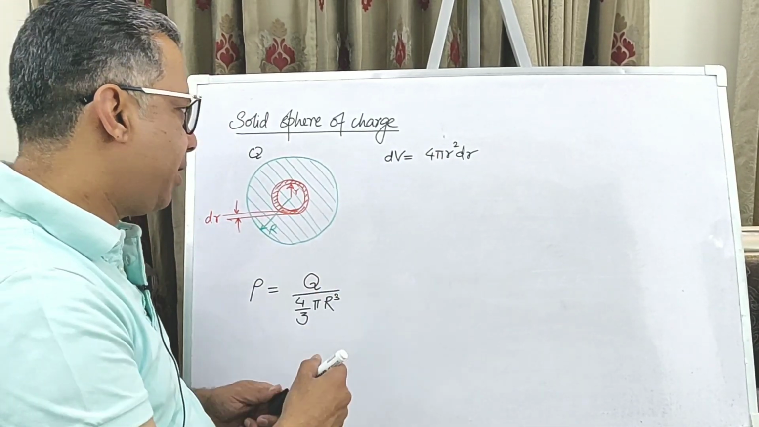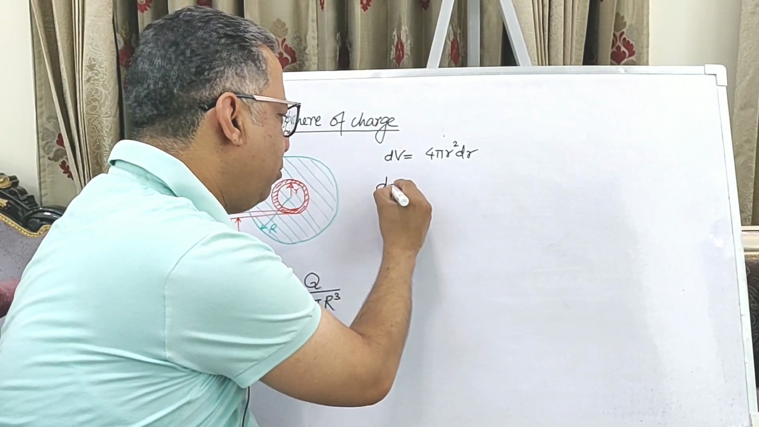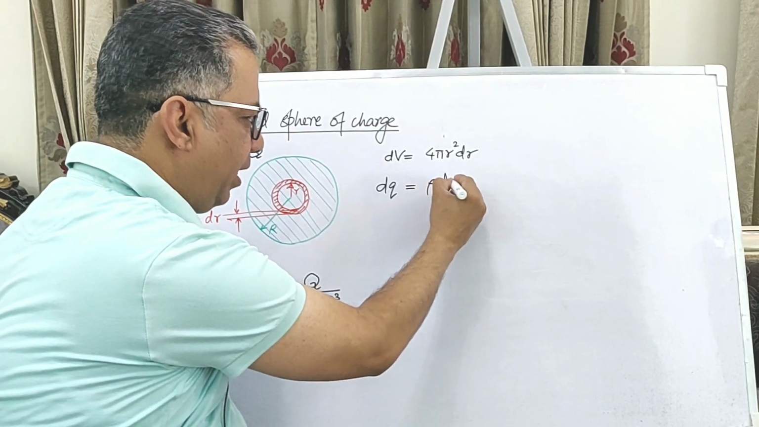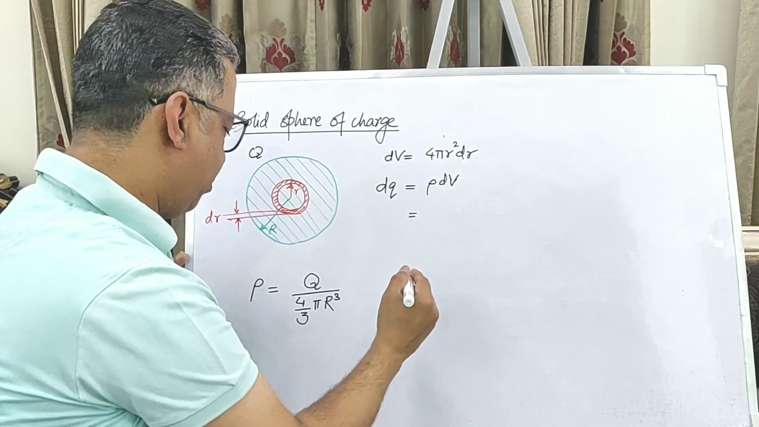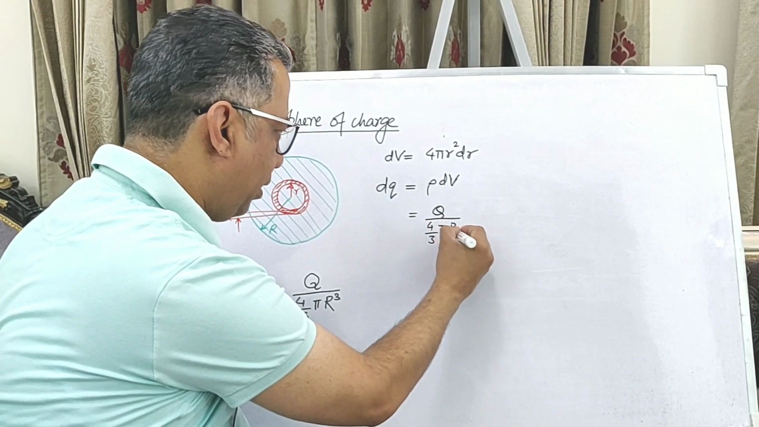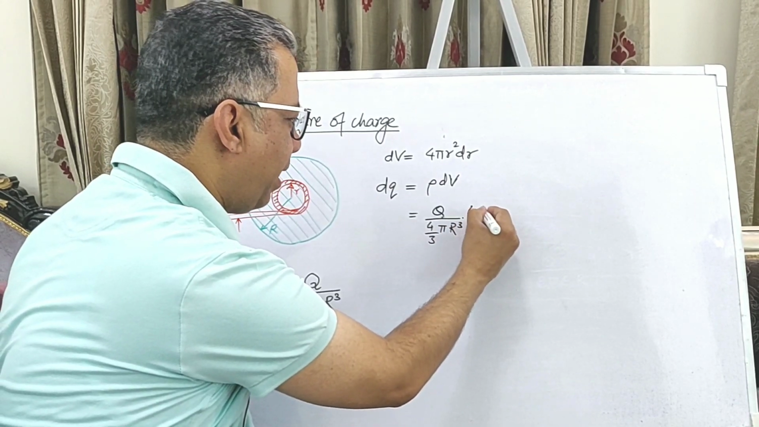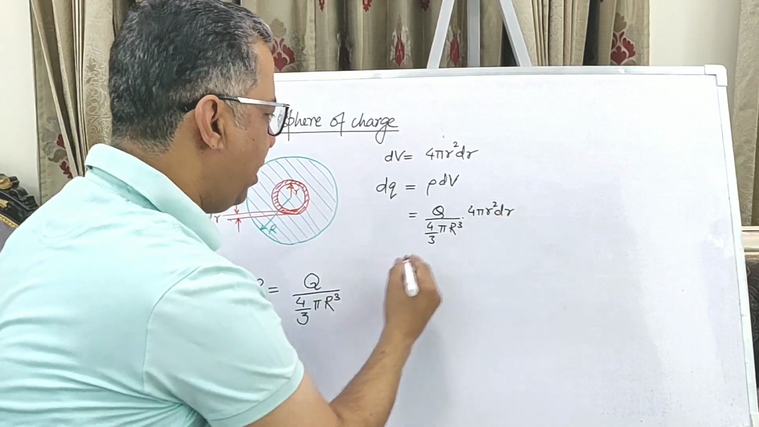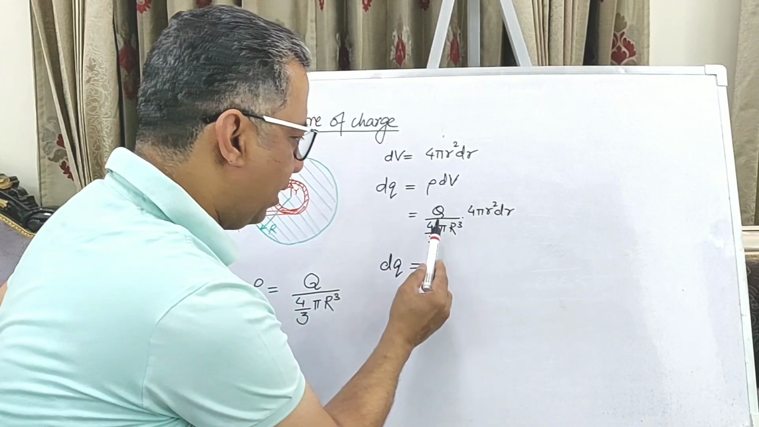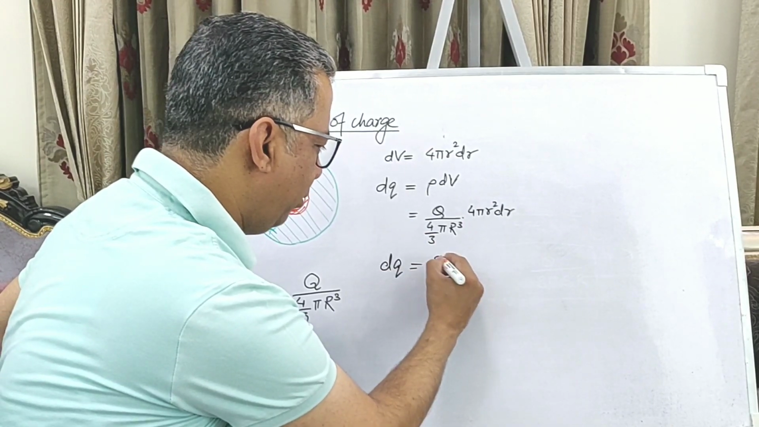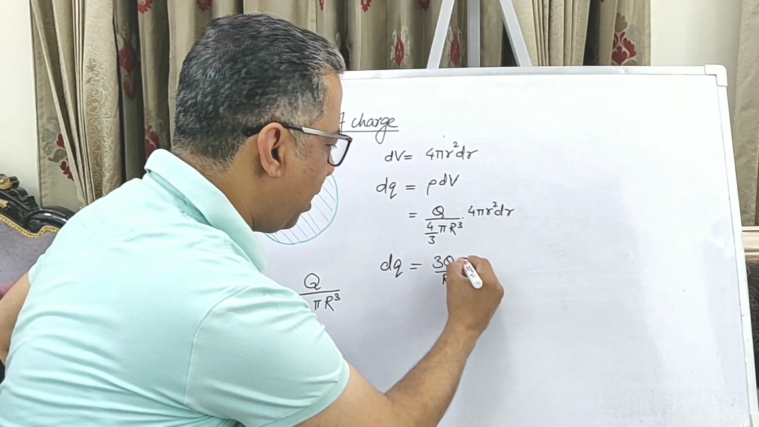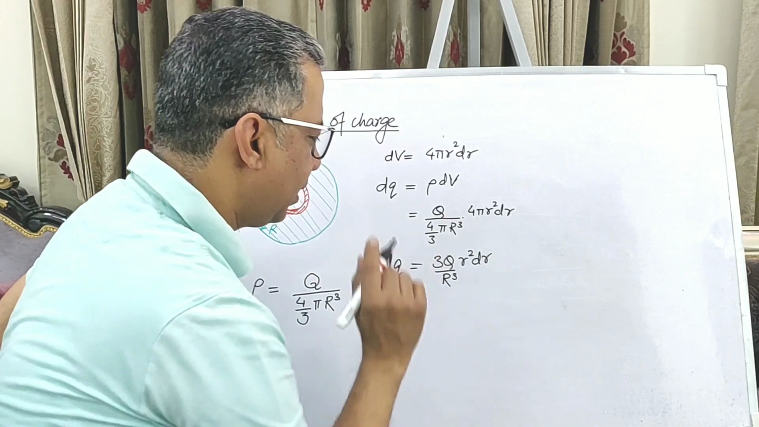Since this is the volume charge density, the amount of charge dq that we have added will be rho times this dV, and this comes out to be Q by 4 by 3 pi r cube times 4 pi r square dr. So the amount of charge dq that we've added here, the 4 pi cancels, and we have 3Q by r cube into r square dr.